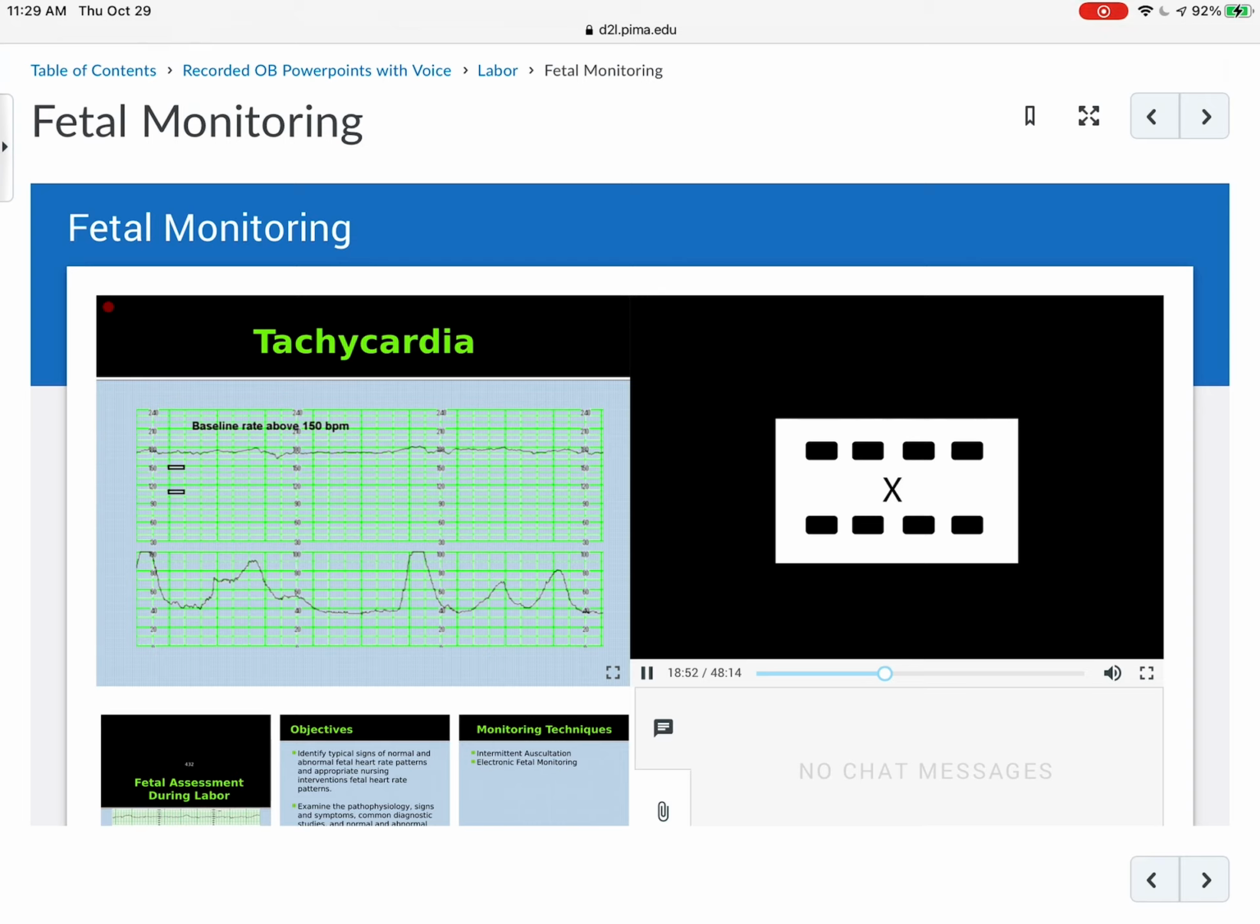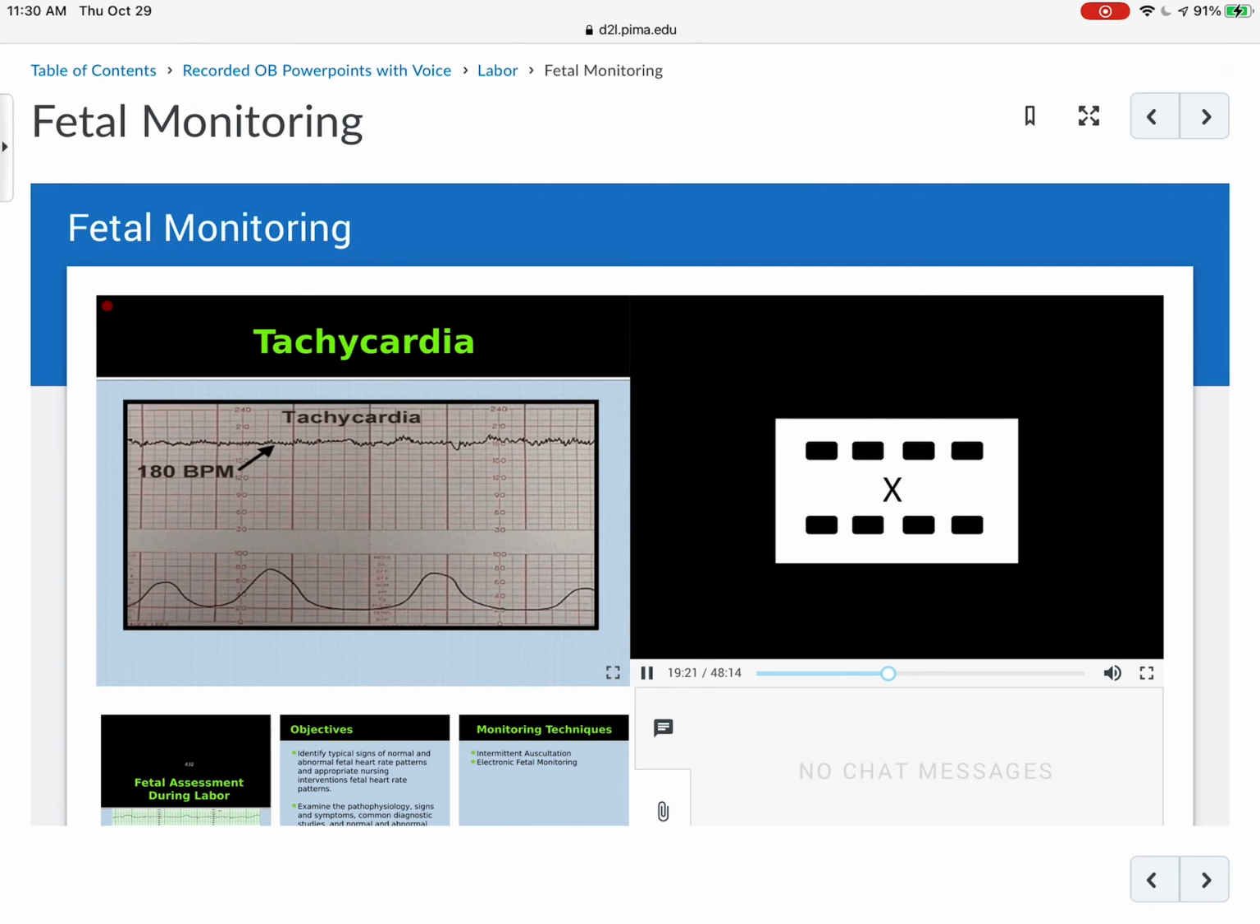So a lot of times on our order sheets, we can give them an IV bolus of 500 milliliters of lactated Ringer's for any times of fetal distress, which this might be. So if she had a fever, the doctor may order some labs and also may order some antibiotics. There's other reasons for tachycardia. It could be illicit drugs or drugs that cause an increase in mom's heart rate, which would also cause an increase in baby's heart rate as well.